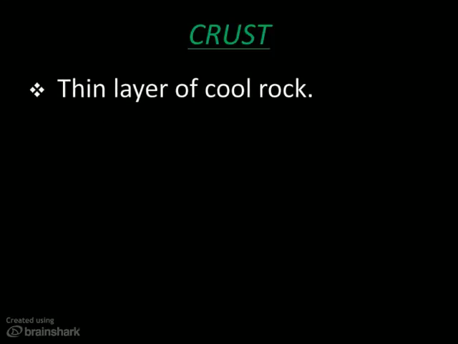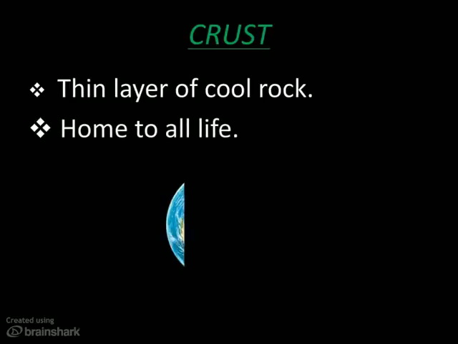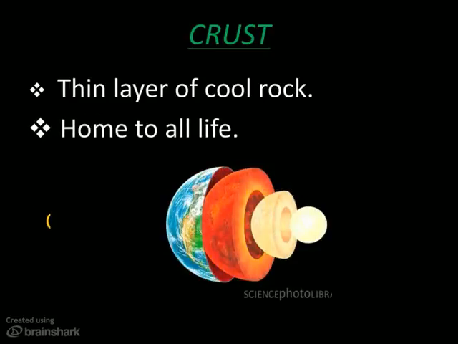The crust is our fourth layer, and it is the outer layer of Earth. It is the thinnest of all the layers, and it is a layer of cool rock. At its thinnest point, it's about 3 miles thick, and at its thickest, it's about 30 miles thick. It is home to all life, so all living things live on the crust.